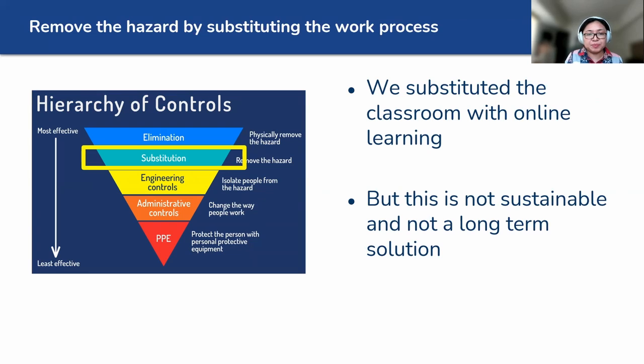The second one is substitution. Since it has been hazardous the past 2 years to go to school because there is the risk of COVID-19 transmission, we substituted face-to-face classes with online learning. So then you remove the hazard of the face-to-face engagement wherein transmission can occur. But we know already by now that this is temporary. It is not really sustainable. It is not a long-term solution for our children, for our school system. Okay? There are a lot of limitations to online learning.